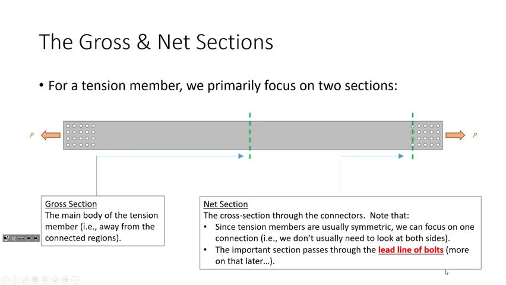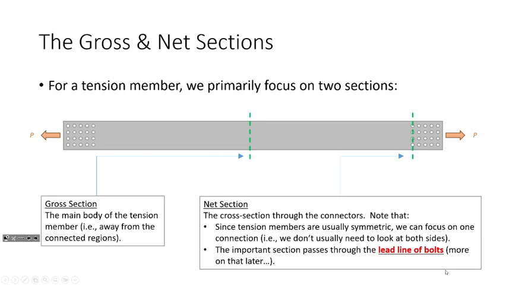Now, the important section that we're going to be considering is this section on the front, okay? And we have a particular name for that. We say that the section that we are considering is the section that passes through the lead line of bolts, okay? Now, the lead line of bolts is basically the ones that, imagine you were standing on this tension member and you had a flashlight and you were pointing that flashlight to this side of the connection, which bolts would it hit? It would hit the ones up front. Does that make sense? So the idea is that if I'm yanking on this tension member and it's going to fracture in half, it's going to fracture along the lead line, okay?